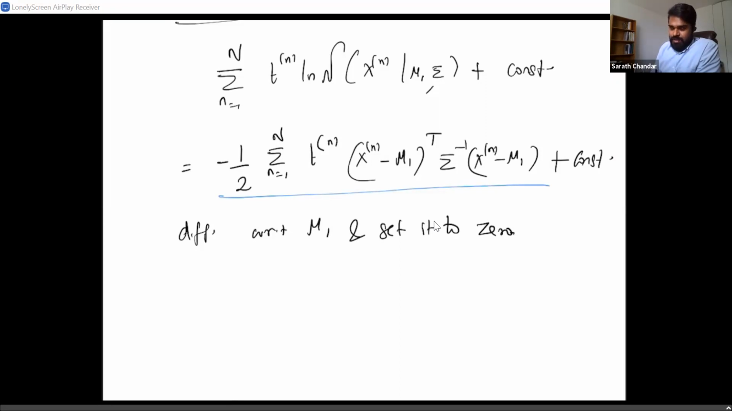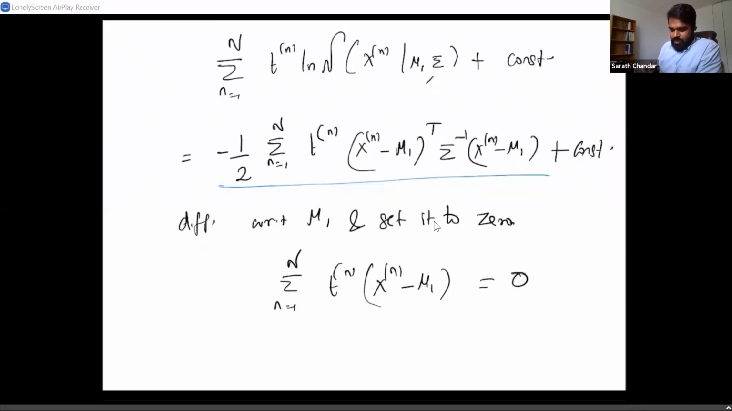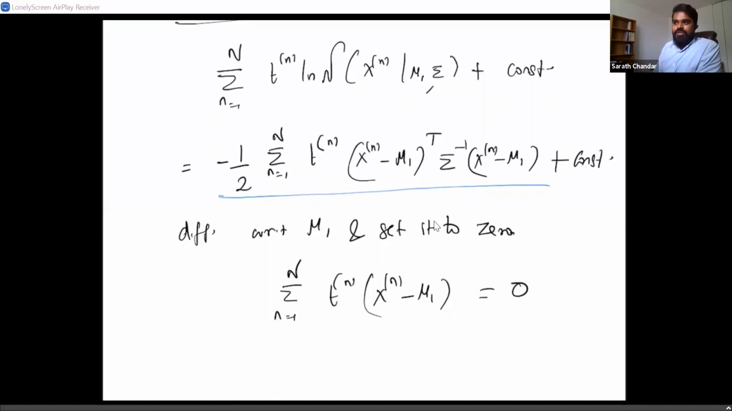So this becomes summation over n is equal to 1 to N, t_n (x_n minus mu1), okay? And this is equal to 0. The sigma inverse will go to the other side and it becomes 0. This is what you get when you differentiate and set it to 0. Now this is actually a simple equation, we can easily find mu1.